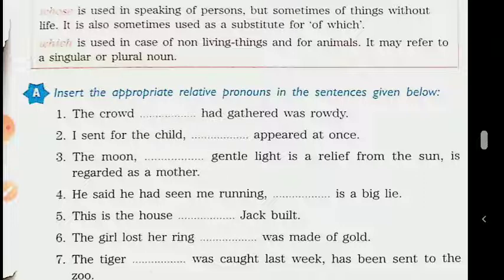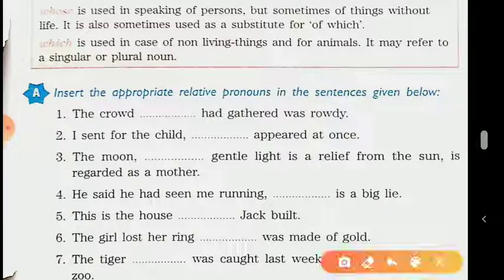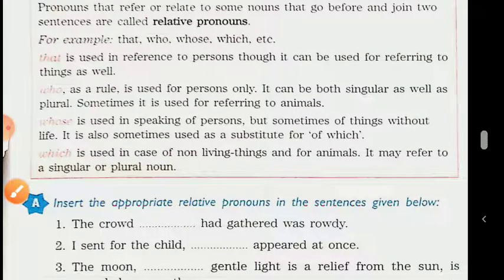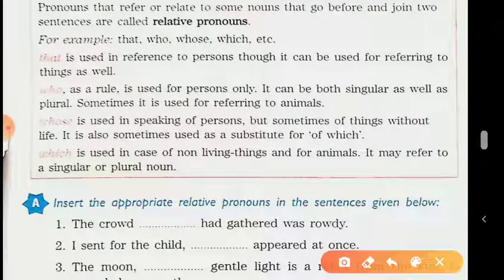Now, for crowd, look carefully. हम किसके बारे में बात कर रहे हैं? The crowd. तो यहाँ पे हम यूज करेंगे कौन सा बेटा relative pronoun? That. Because generally that is used for persons, है ना? So the crowd that had gathered was rowdy.